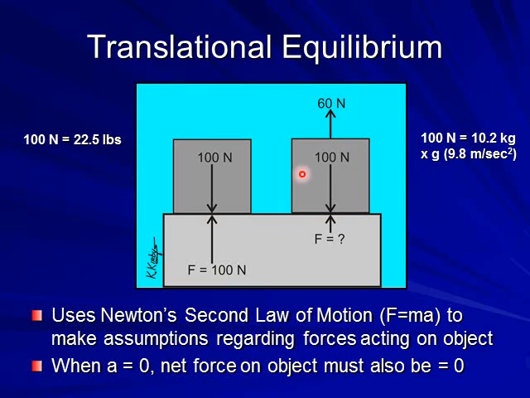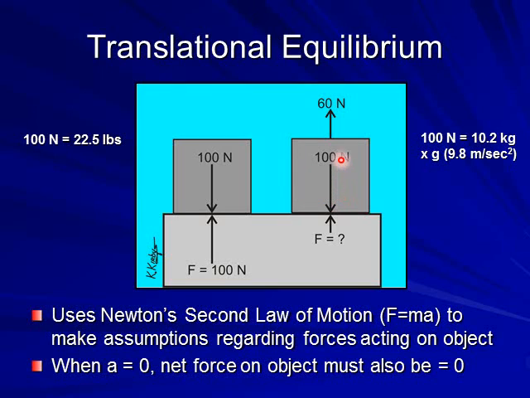In a separate example, same box on the right, I've now attached a rope and I've pulled upwards with a 60 Newton force on top of the box. What is going to be this force now between the platform and the bottom of the box, given that I've not moved this 100 Newton box off the top of the platform and it's still in translational equilibrium?